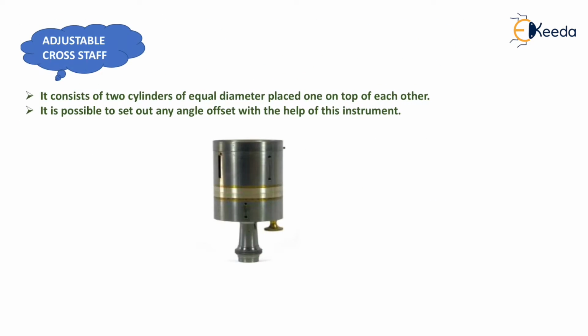Now we can move to the next type of cross staff, that is the adjustable cross staff. It consists of two cylinders of equal diameter placed one on top of each other, which is shown here. That is one cylinder here and another movable cylinder in this portion. Now this portion is fixed to the tripod, so it will not move, and here is one eyepiece. With the help of adjustable cross staff we can set out any angle offset. So with the help of open cross staff we can set out only a perpendicular offset, that is 90 degrees. With the French cross staff we can set 45-degree as well as 90-degree offsets, and with the adjustable cross staff we can set any angle offset. That is all about the cross staff.